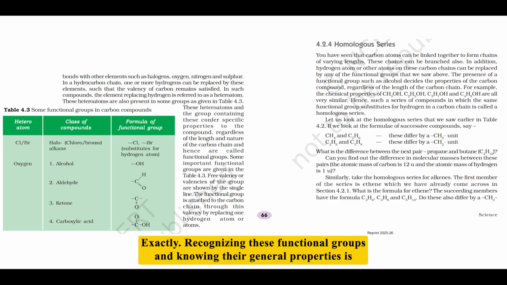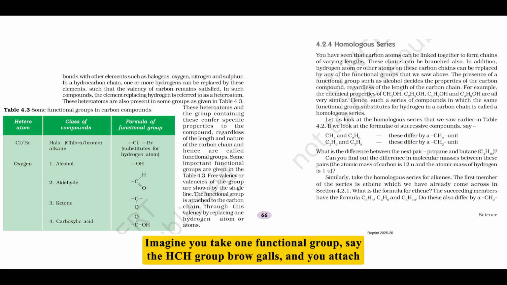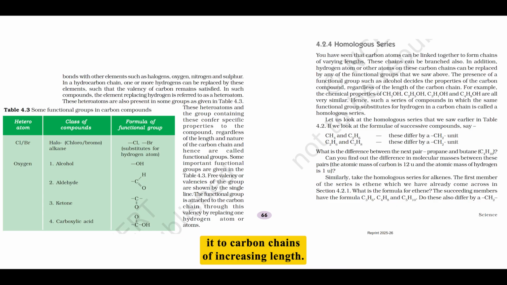Exactly. Recognizing these functional groups and knowing their general properties is absolutely essential. This leads nicely into the idea of a series of compounds with the same functional group, right? The homologous series. Perfect transition, yes, the homologous series. Imagine you take one functional group, say the -OH group for alcohols, and you attach it to carbon chains of increasing length. Like methanol, CH3OH, ethanol, C2H5OH, propanol, C3H7OH. Precisely. That sequence forms a homologous series. They all share the same functional group, -OH, and therefore have similar chemical properties.